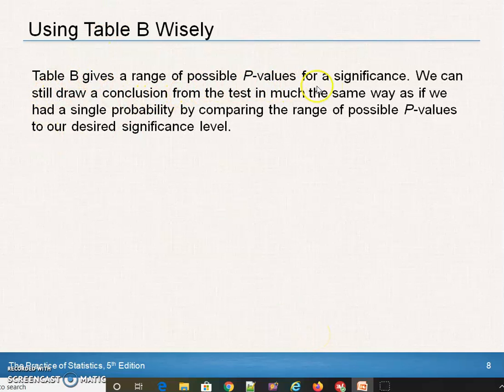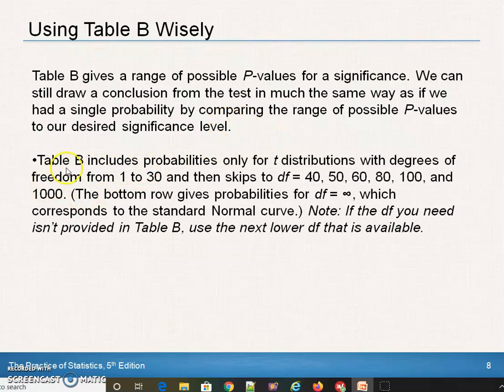Table B gives a possible range of values. We can still draw a conclusion if we had a single probability by comparing the p-values. It includes probabilities for t-distributions with degrees of freedom 1 through 30 and then skips to 40, 50, 60 up to 100 and 1,000. The bottom row is really for infinity, which corresponds to the standard normal curve.